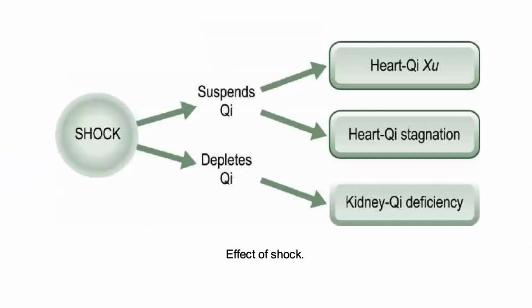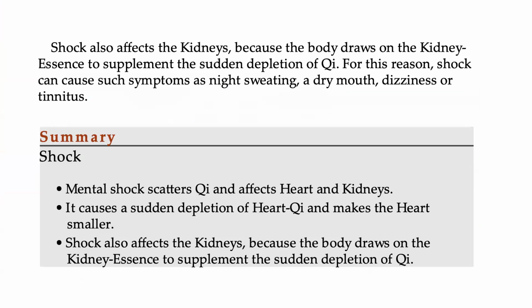There is a flow diagram of the effects of shock. First, it can suspend qi, and it can lead to heart qi deficiency and heart qi stagnation. Second, it can deplete qi and can lead to kidney qi deficiency. Shock also affects the kidneys because the body draws on the kidney's essence to supplement the sudden depletion of qi. For this reason, shock can cause such symptoms as night sweating, dry mouth, dizziness, or tinnitus.